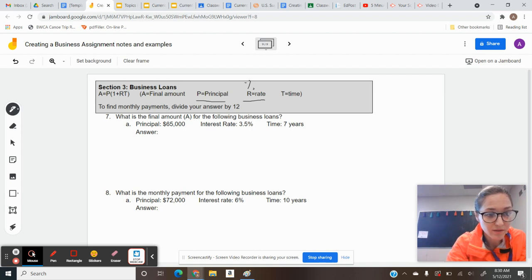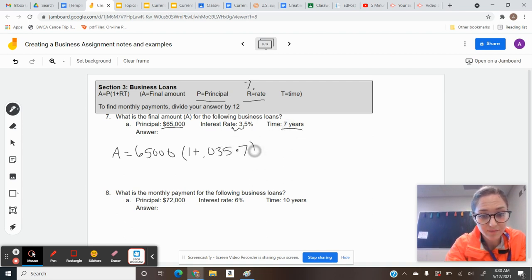All right, so for number 7, I'm just going to go ahead and set up my equation here. P is $65,000. That's how much I'm taking that loan out for. Multiplied by 1 plus the rate, which is 3.5%. I'm going to transform that into a decimal by moving the decimal point over 2 places to the left. When I do that, I have 0.035 multiplied by the T, which is 7 years.